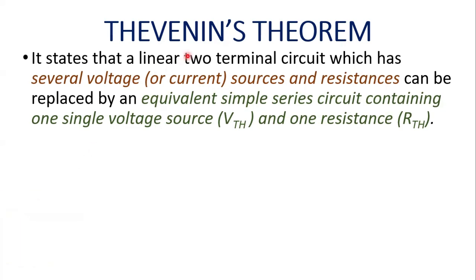What is Thevenin's theorem? It states that a linear two-terminal circuit which has several voltage or current sources and resistances can be replaced by an equivalent simple series circuit that contains one single voltage source, which we call the VTH, and one resistance, which we call the RTH.